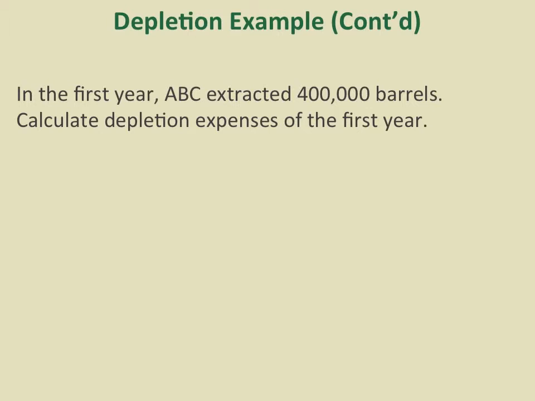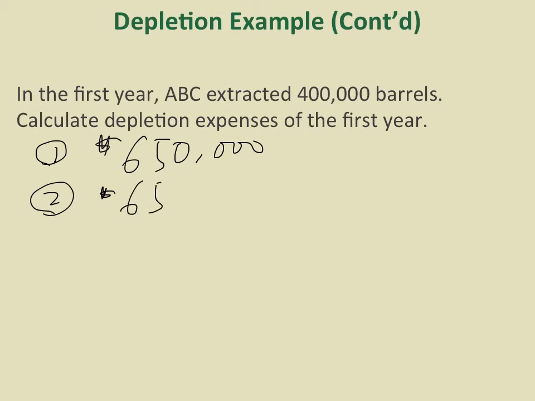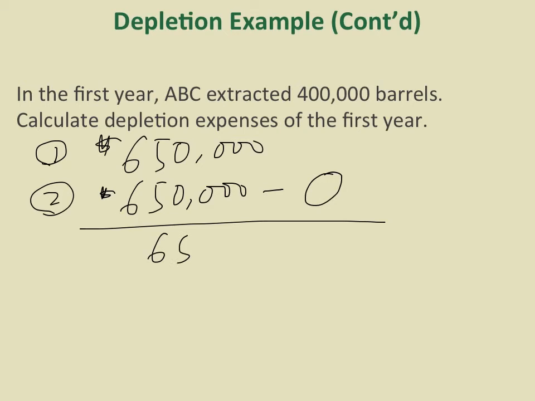Now, we're going to go through those 3 steps together. In the first step, we know that the depletion base is $650,000. Second, we're going to calculate the depletion rate per unit. We're going to use the depletion base, $650,000, minus salvage value. Here, salvage value is 0, divided by total units available, estimated at 650,000 barrels of oil. So we get this depletion rate of $1 per barrel.